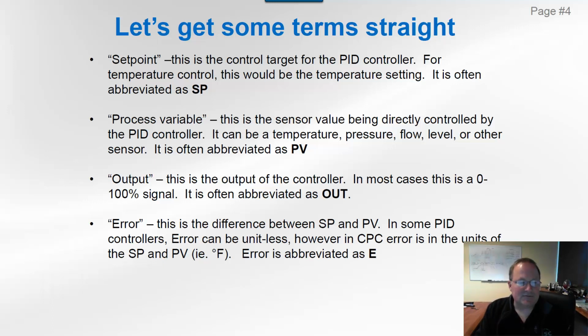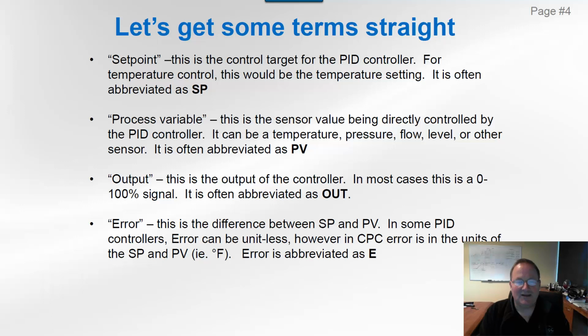charts and diagrams. Process variable is the actual sensor value being controlled by the PID controller. It can be a temperature, pressure, flow, level, or really any other sensor that you're controlling. And we call that PV sometimes. So in control terminology, there's an SP and a PV. The output is the actual output of the controller, or of CPC's PID output. In most cases, this is a 0 to 100% signal.